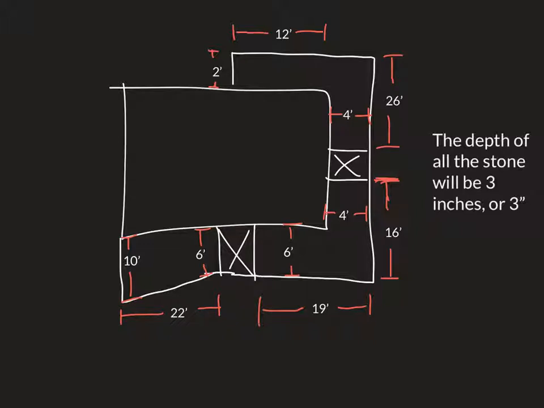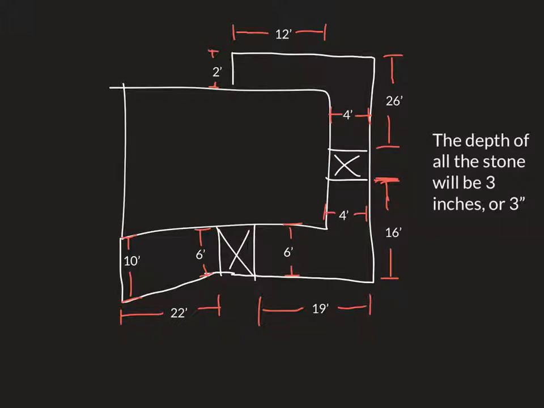Okay, so as you'll notice, I've placed all of the measurements. So the depth here is 2 feet, and the length of this section, stopping right here, is 12 feet. The length of this section is 26 feet by 4 feet. The length of this section is 16 by 4. Now the length of this entire section here is 19. Notice that includes this 4 feet. Just giving a word of caution.